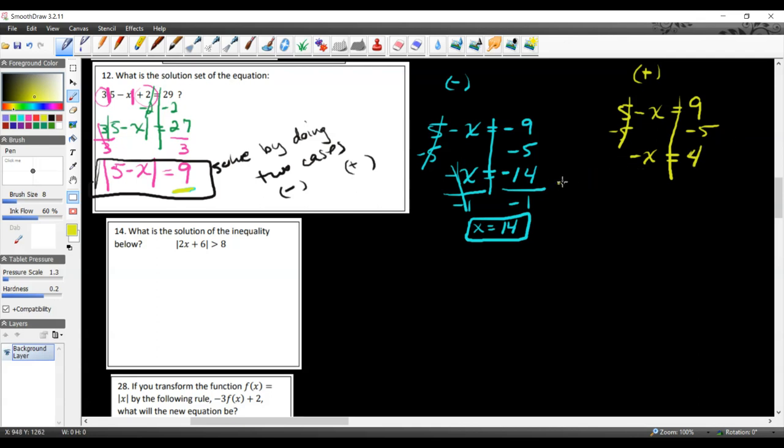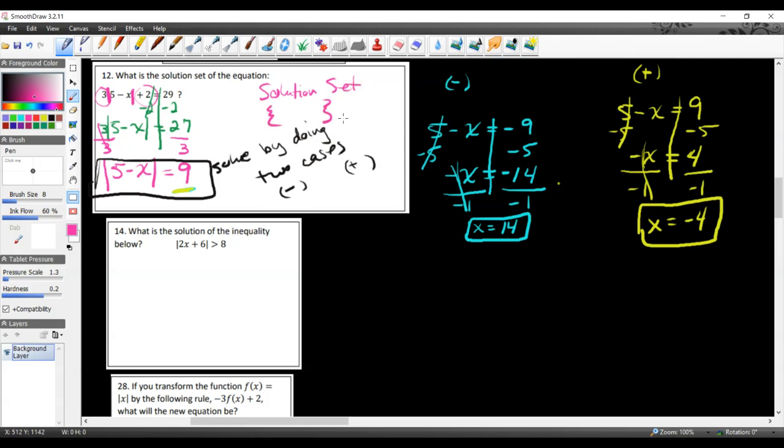Okay, just like the one over here, we're going to divide by that negative 1 because there is a negative 1 in front of that x. And x is equal to negative 4 because 4 divided by negative 1 is negative 4. And that is about it. So our solution for this problem, and it's actually a solution set, so we put the little squigglies, is going to be negative 4, comma 14. That's it. Okay. Moving on.